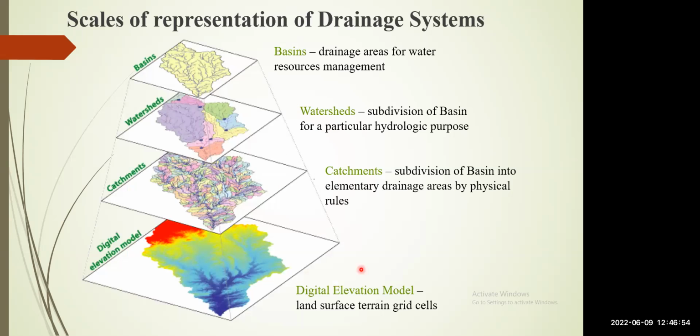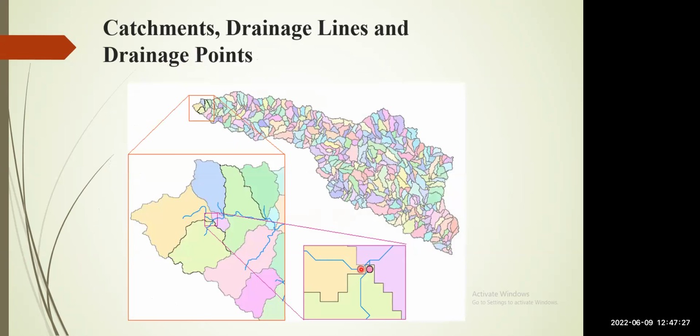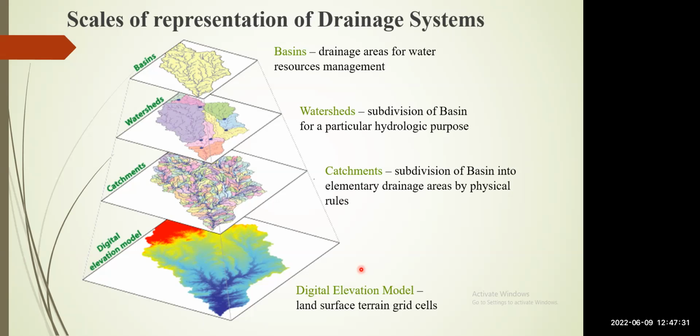Now coming toward the scale representation of the drainage system. Whenever we have a basin and that single basin is connecting with some other basin, that is a watershed, and then we have the catchment area and data division. Step by step, first we have a digital elevation model, land surface terrain grid cells, and then we have catchments, the subdivisions of the basin into elementary drainage areas by physical rules. We have specific rules for how a catchment will be described.